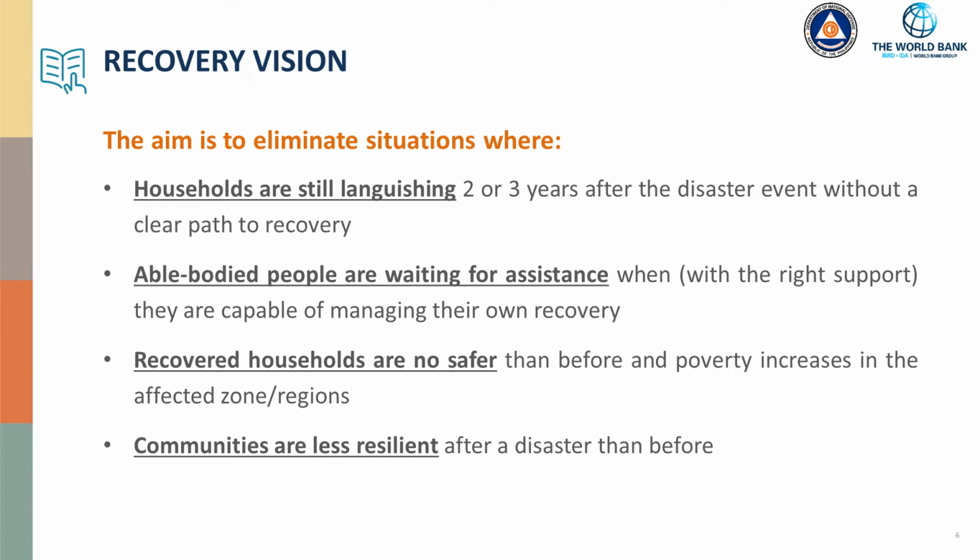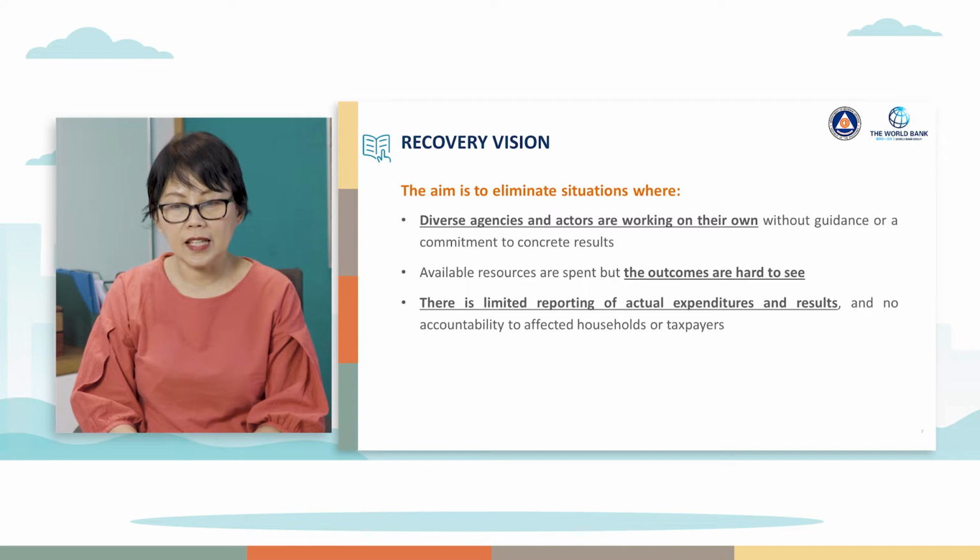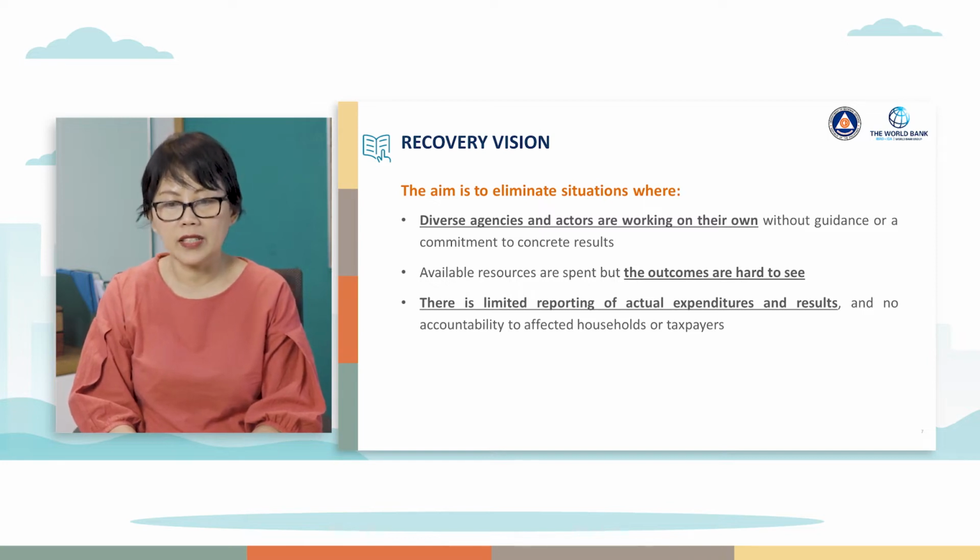Able-bodied people are waiting for assistance when, with the right support, they are capable of managing their own recovery. Recovered households are no safer than before, and poverty increases in affected regions, and communities are less resilient after a disaster than before. Diverse agencies and actors are working on their own without guidance or commitment to concrete results. Available resources are spent, but the outcomes are hard to see. And there is limited reporting of actual expenditures and results, and no accountability to affected households and taxpayers.